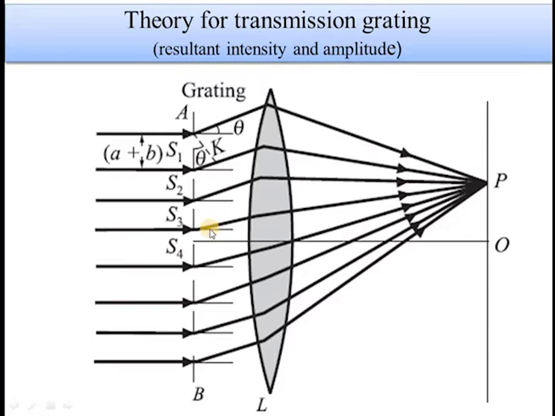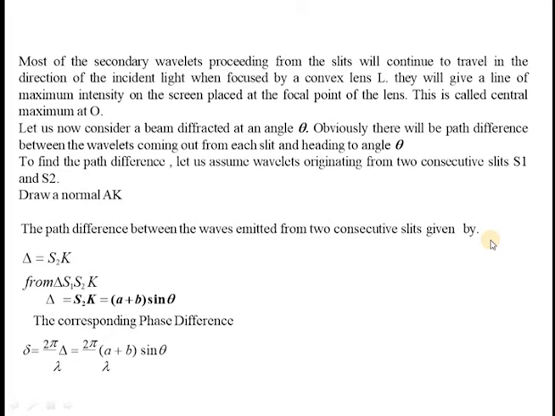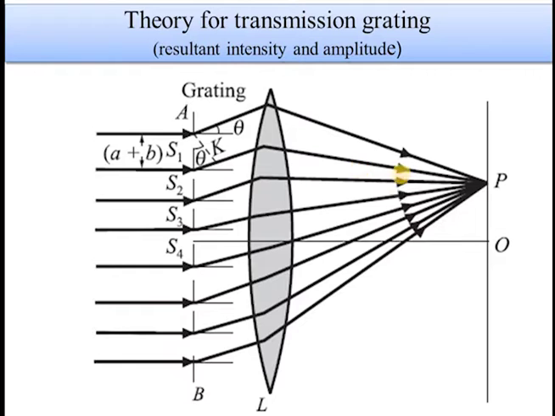Normally the majority of the light reaches this lens here and passes through it. The lens focuses this light at the point O, and at that point O we get the central maximum, which will have a very bright color. And what happens next is that some of the rays or secondary wavelets are diffracted at an angle theta.